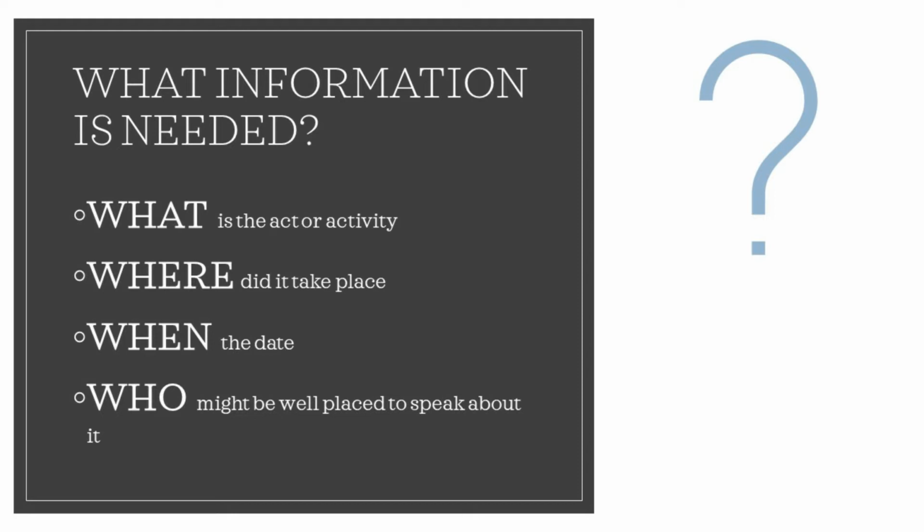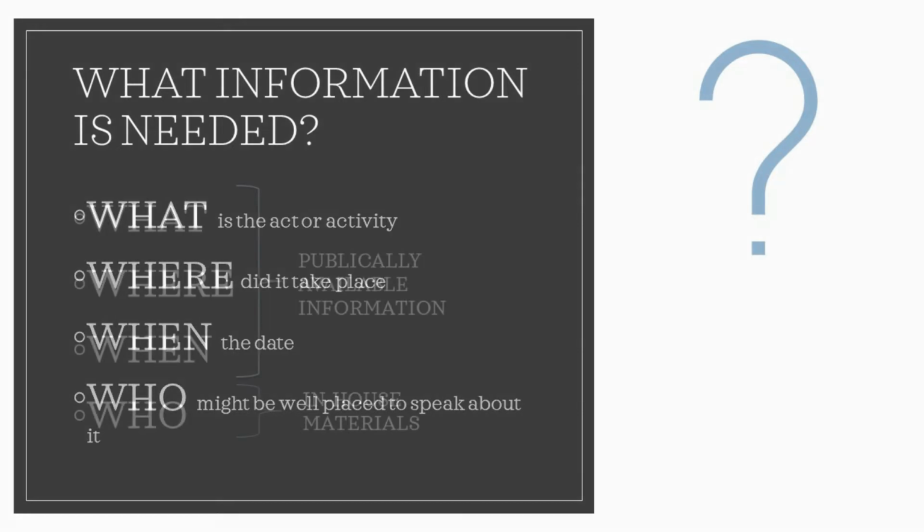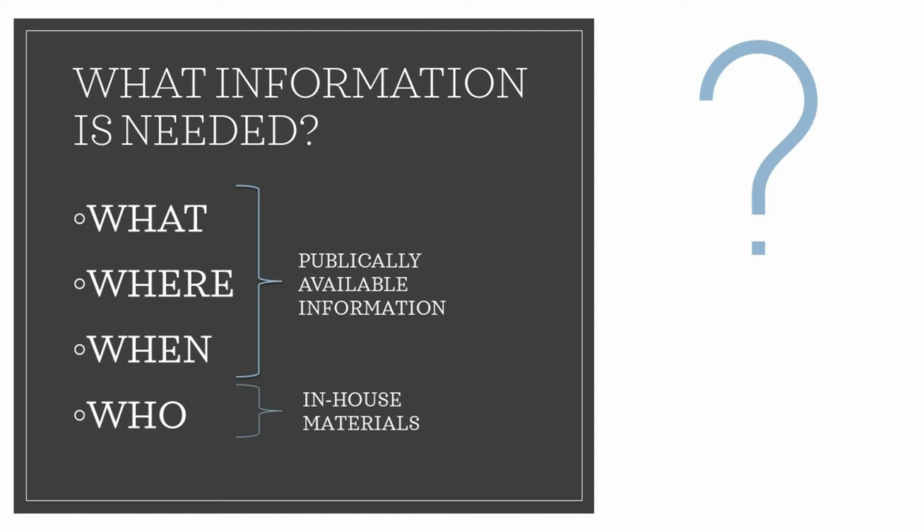So the main components of the question that you're asking when you're using this approach is, what is the act or activity? Where did the act take place? When did the act take place? And who might be well placed to speak about it? So the what, where and when aspects are usually researched using publicly available information, whereas the who part of the question relies mostly on in-house materials, things like affidavits, your future acts materials, transcripts, and also by drawing on your colleagues' relationships and expertise, also their experience in fieldwork.